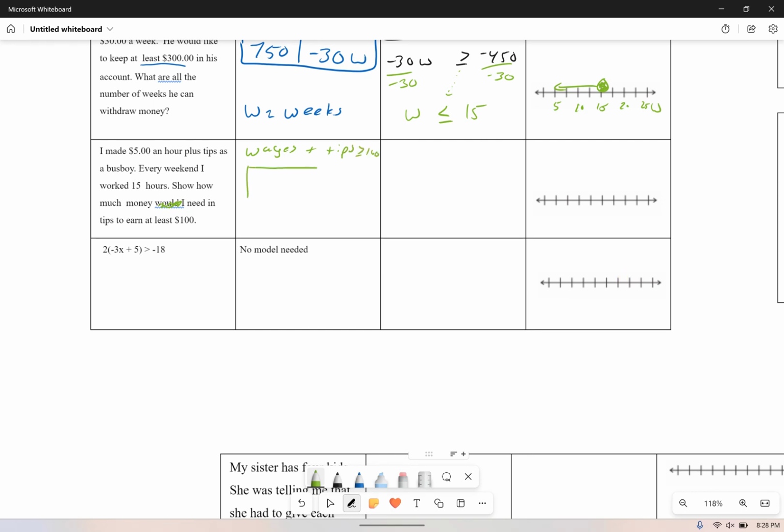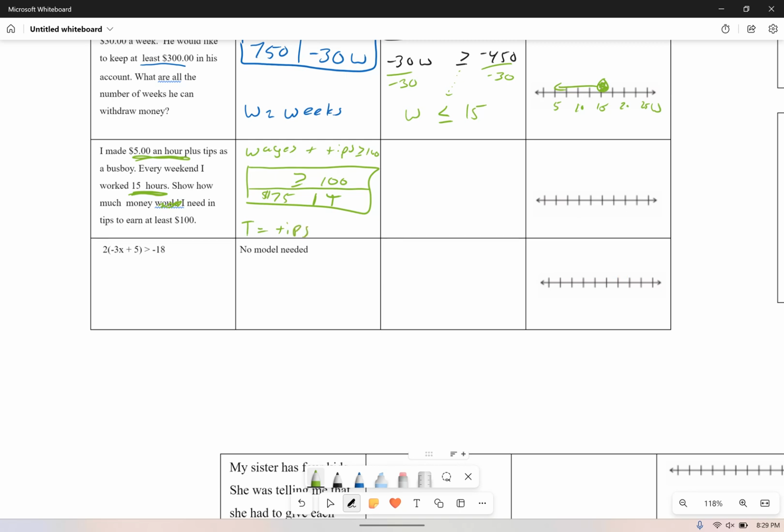So here we go. Let's be greater than or equal to 100. Now, my wages, I'm working 15 hours, but I'm getting $5 an hour. So 15 times 5 means every weekend I'm going to make $75 plus tips. Well, T equals the tips.